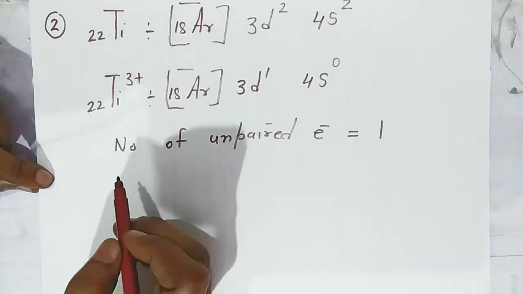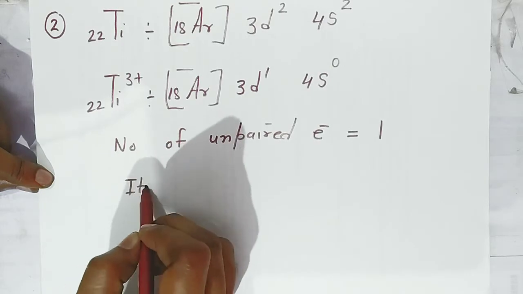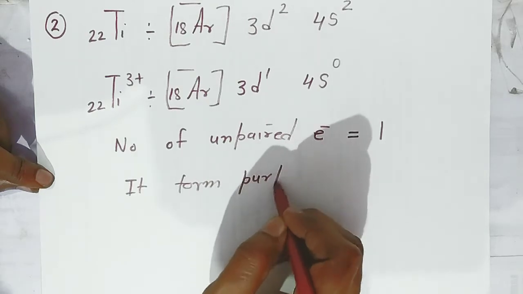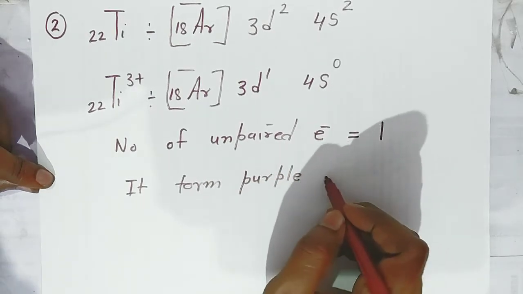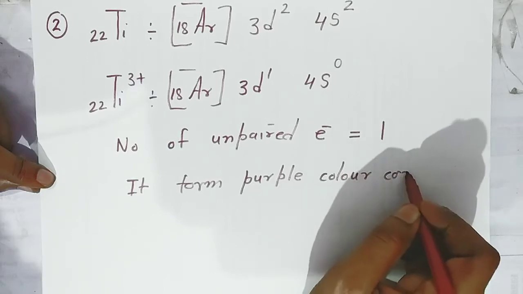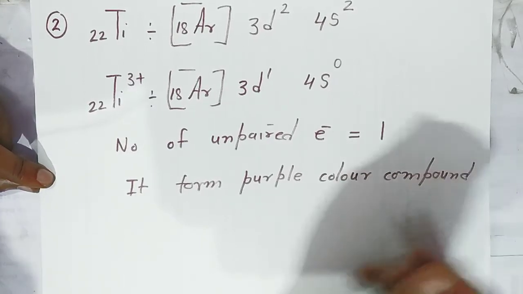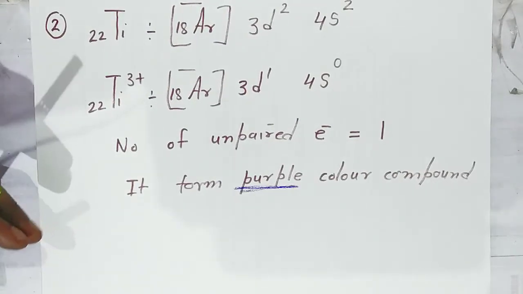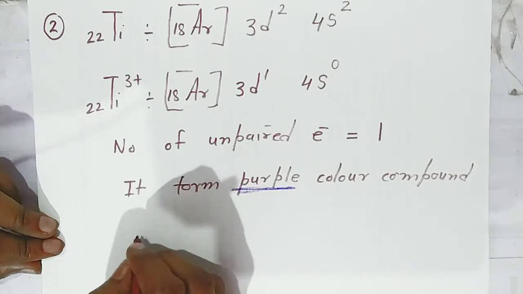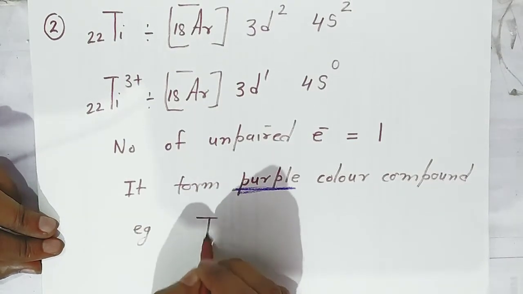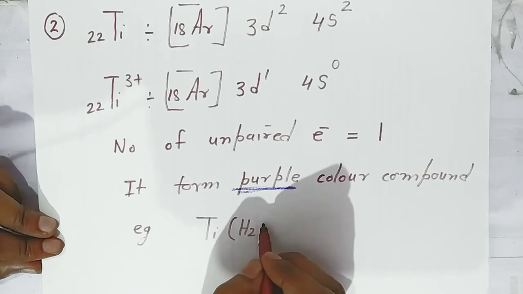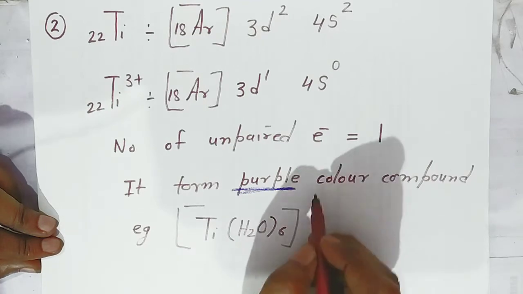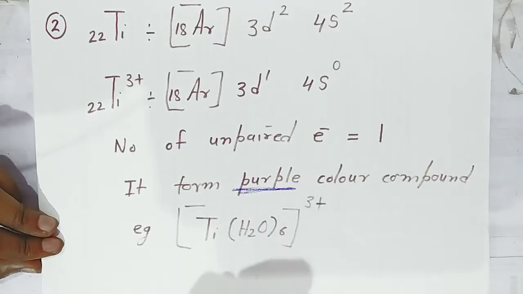That means when there is 1 unpaired electron, it forms a purple color compound. Purple color, students, which is very important. This purple color compound is very important. Now students, a very simple example you can see here is titanium hexahydroxide. It will form a 3+ complex. This complex is always purple in color.